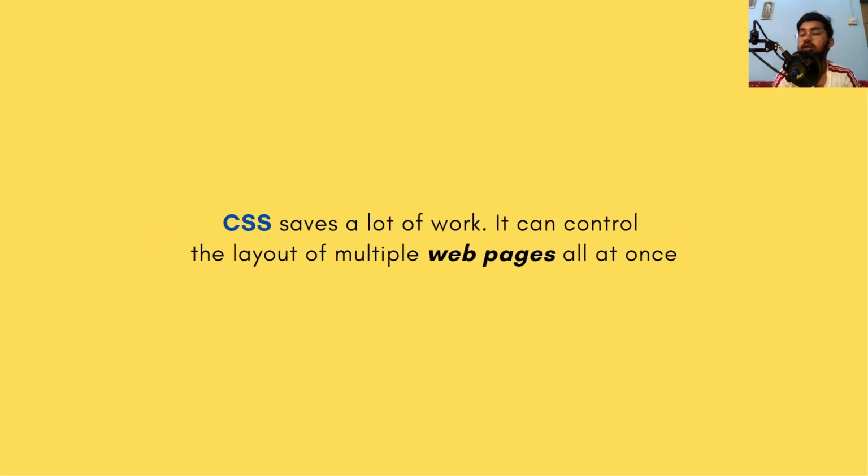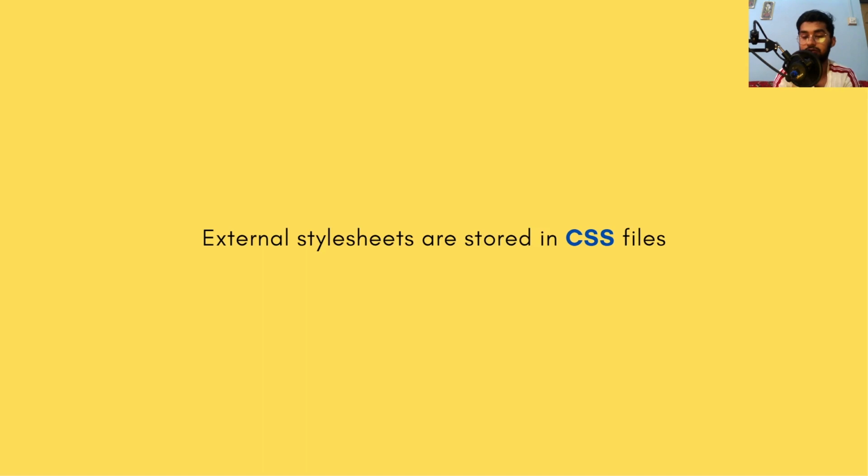And CSS can save a lot of time for developers as it can control the layout of multiple web pages all at once. How is it going to do that? It's going to control the layout of multiple web pages with the help of an external CSS file. So you can use CSS within the HTML document. You can also create an external CSS file which you can use to style multiple web pages. The external style sheets, which are the CSS files, help you style the layout of multiple web pages at once.